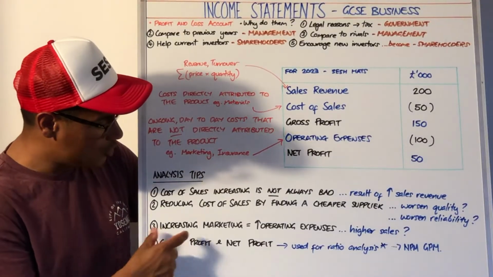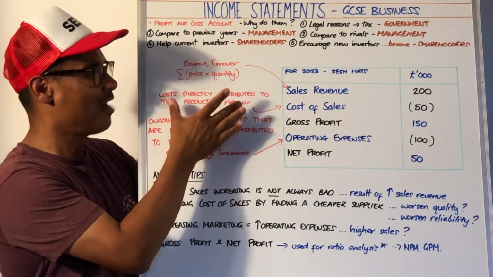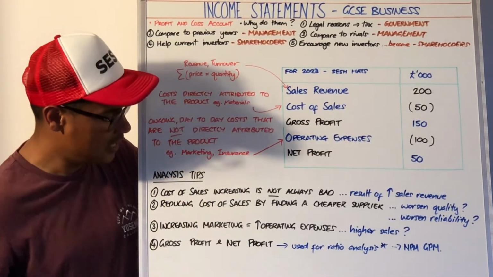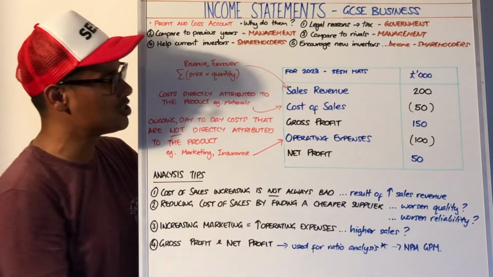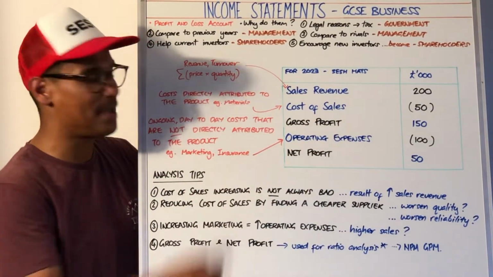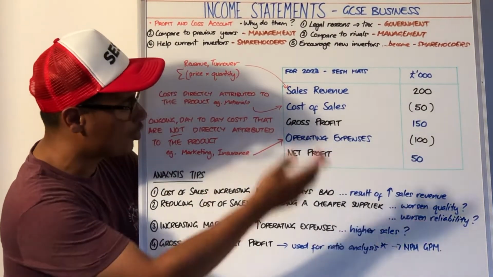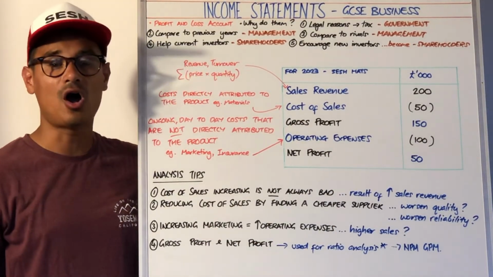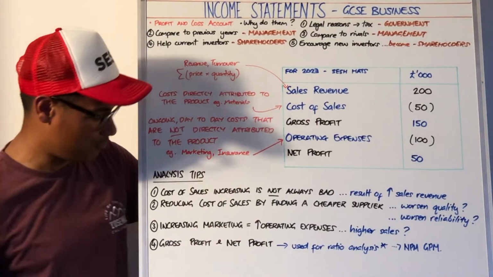Number 3, increasing marketing. So if you increase the marketing, it is not part of the hat in this case. It's not a direct cost, so it's clearly an operating expense. So it will mean your operating expenses go up, so it has no impact on gross profit, but it will have an impact on net profit if you do marketing. But of course, it might lead to the fact that your sales would go up. So it would lead to higher sales revenue, and that would impact your gross profit and your net profit.